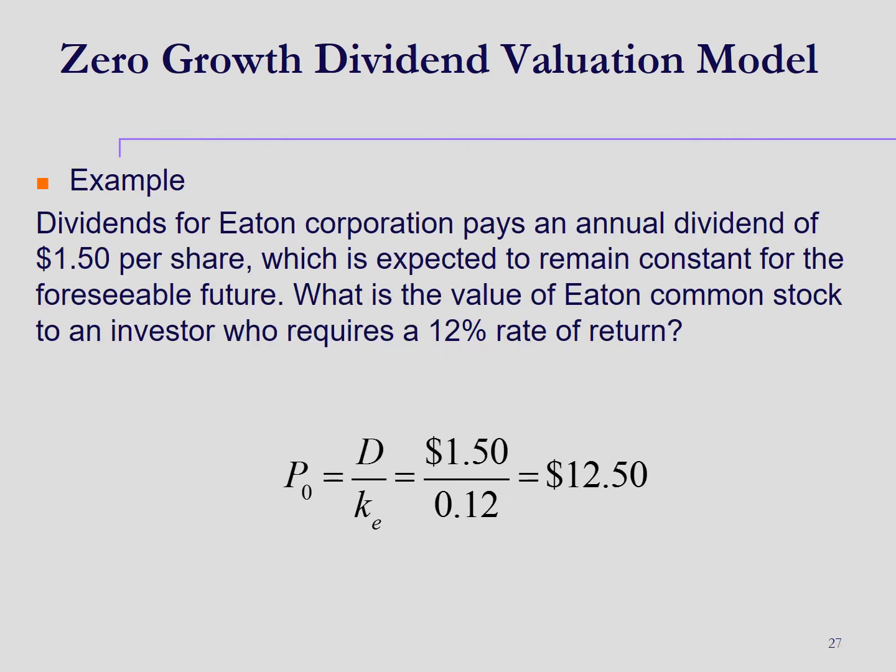Practice problem. The phrase "for the foreseeable future" means indefinitely. This is a zero growth case. Therefore, the zero growth dividend valuation model is applied to solve the share price. The constant dividend is $1.50 and the required rate of return is 12%.